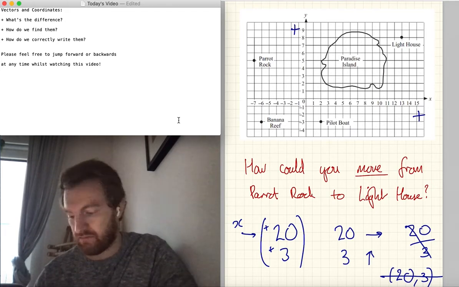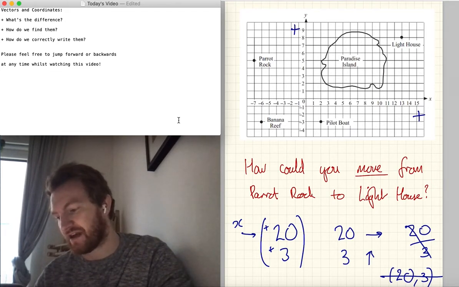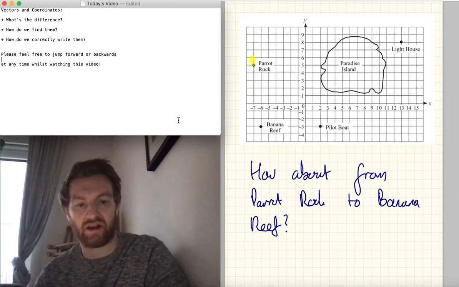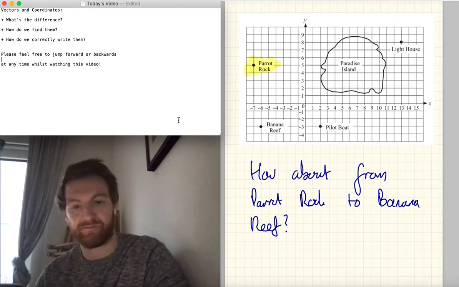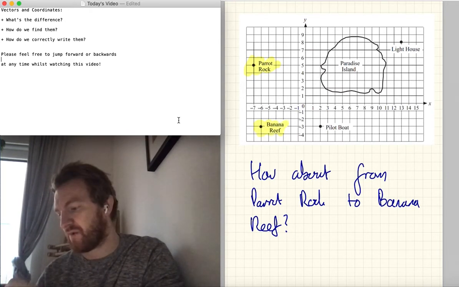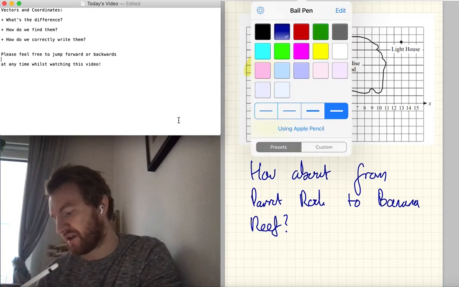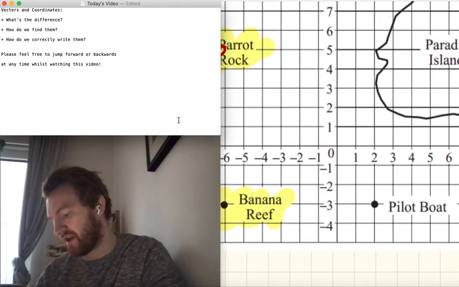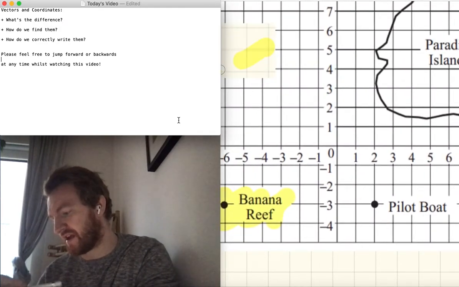So let's say this time we're going from Parrot Rock, which is the same place again, but this time we're going to go to Banana Reef, which is down here. Again, we can count our boxes, so we can go to the right first, and we can see we go one space. I'm just going to zoom in a little bit. We can say that we're going to go one space to the right. We go from here to here.